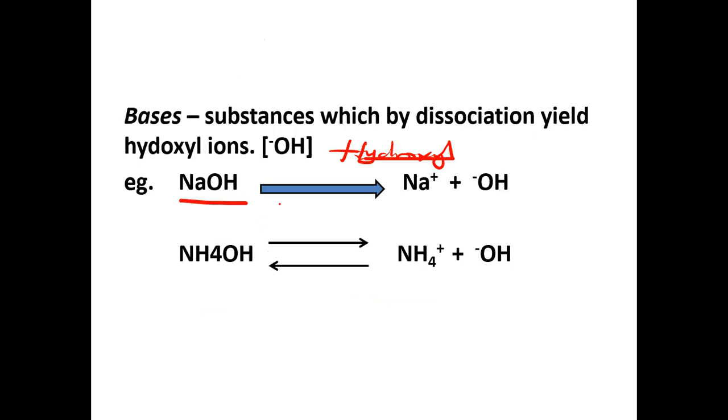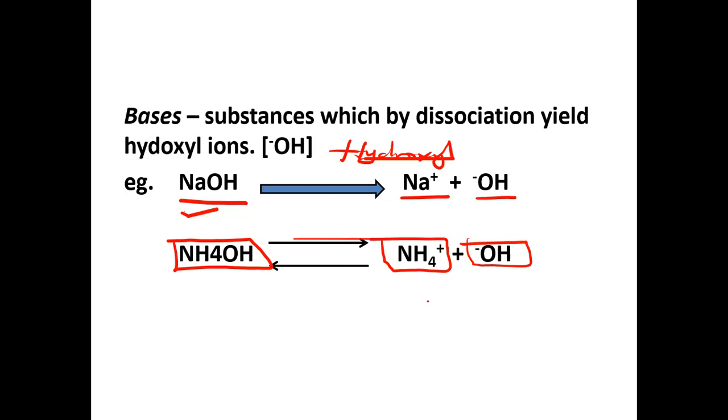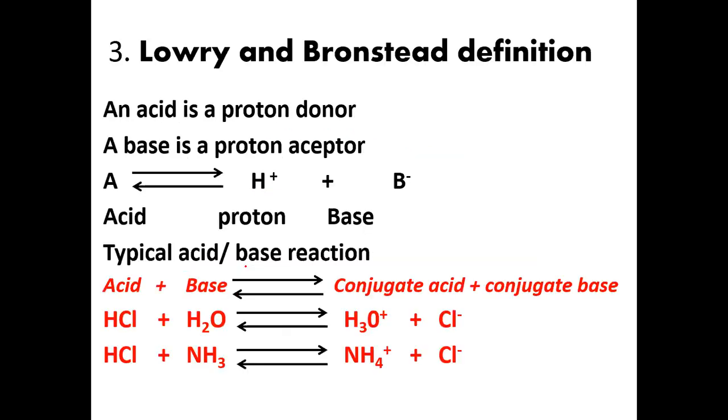So sodium hydroxide here was able to break down to form sodium ion and then the hydroxyl ion. That means sodium hydroxide here, according to Arrhenius and Ostwald, qualifies to be a base. Similarly, ammonium hydroxide here also does the same, breaking down to this, and then the hydroxyl ion. So this also qualifies to be a base according to Ostwald and then Arrhenius.